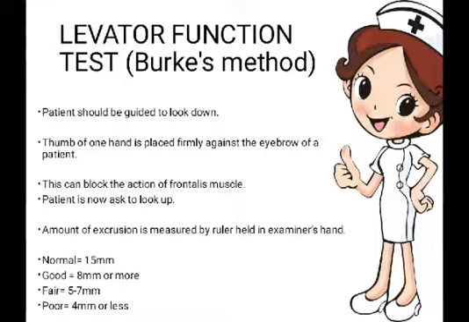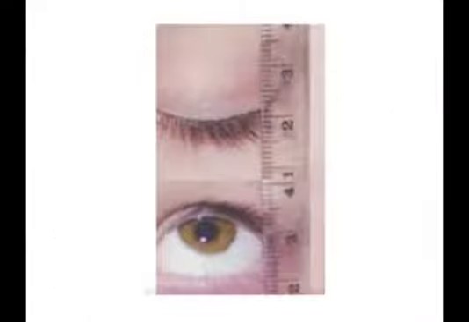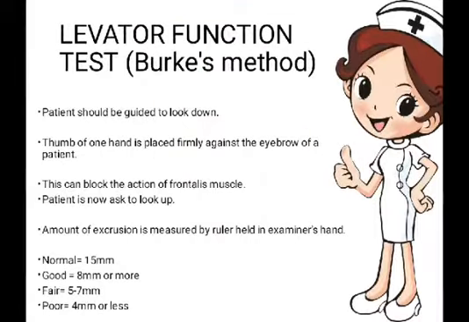The patient is now asked to look up. The amount of excursion is measured by the ruler held in the examiner's hand. This is the ruler, and excursion is measured with the help of this ruler. Now it will give some values. If the levator function is normal, it will give a value of 15 mm. If it is good, then 8 mm or more. If it is fair, then 5 to 7 mm. If it is poor, then 4 mm or less.